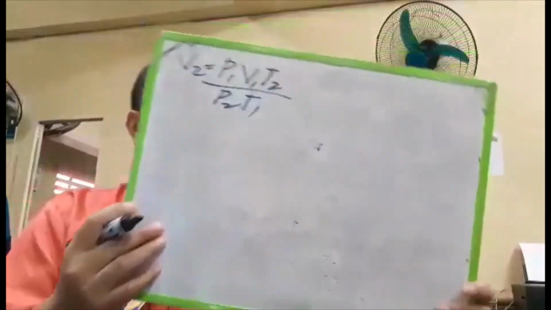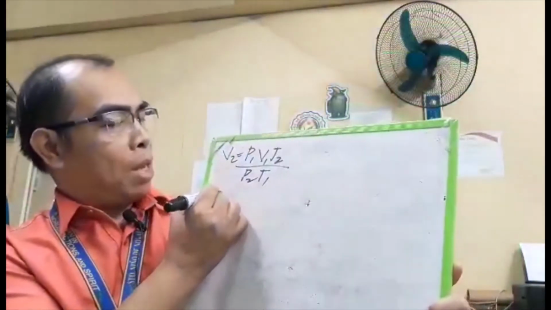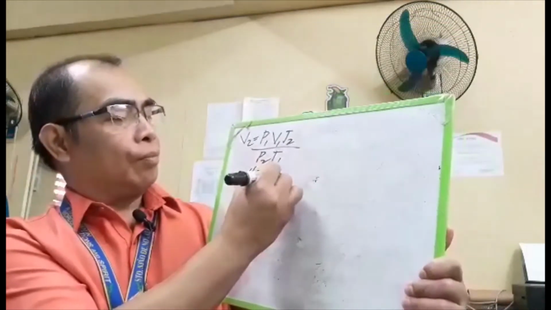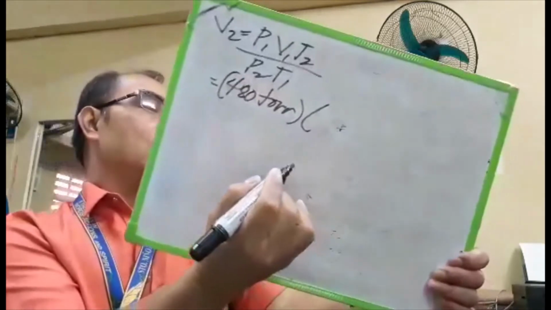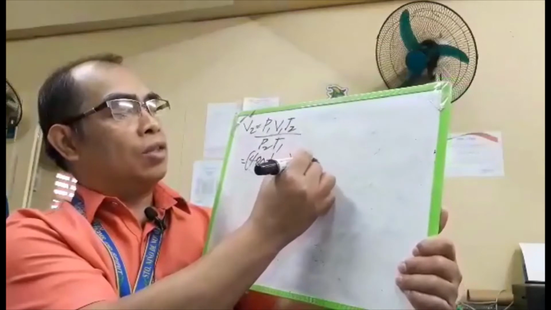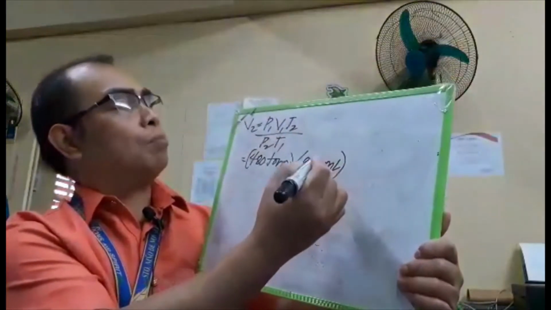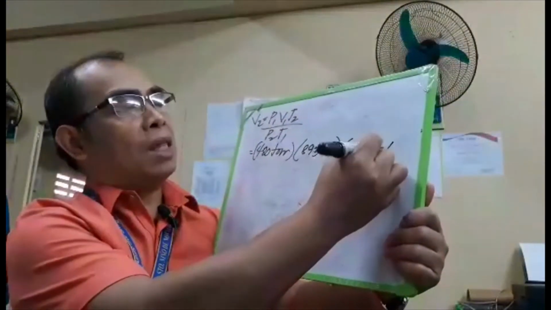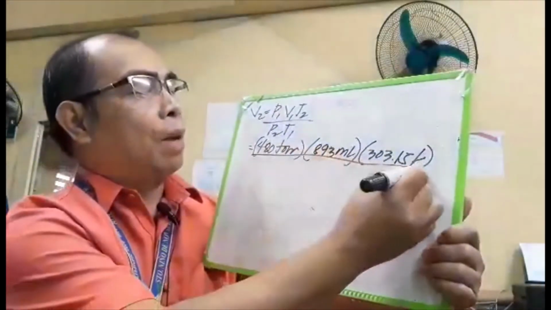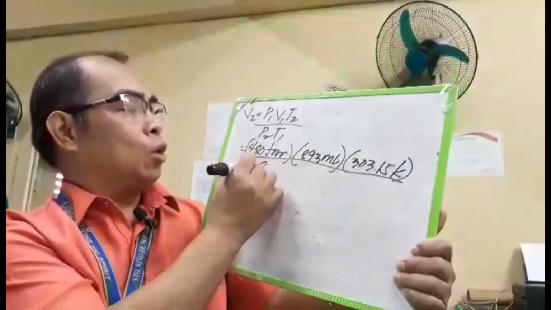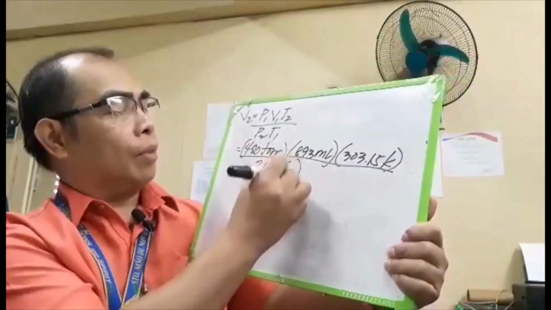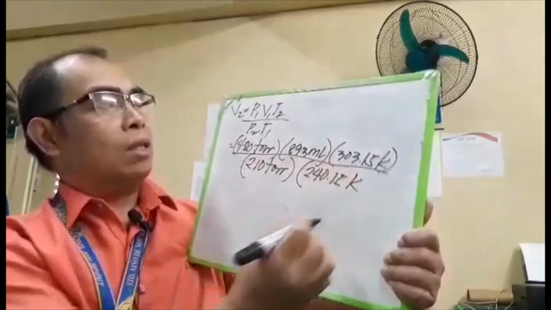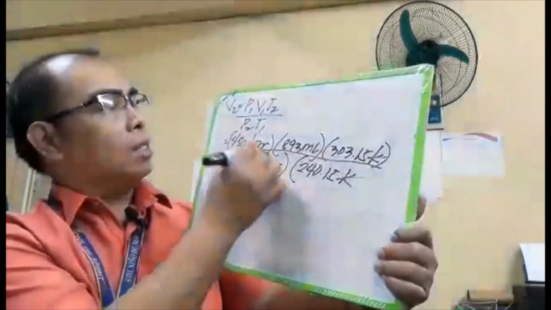What are you going to do? Substitute now. P1 is equal to 480 torr, multiplied by V1, which is 893 milliliters, multiplied by T2, which is 303.15 Kelvin, divided by P2, which is 210 torr, multiplied by T1, which is 240.15 Kelvin. Cancel the Kelvin, cancel the torr.